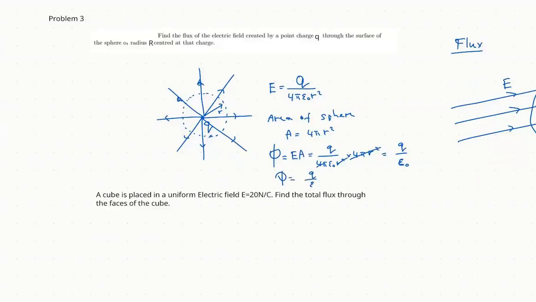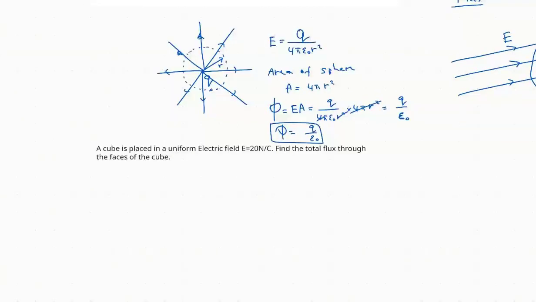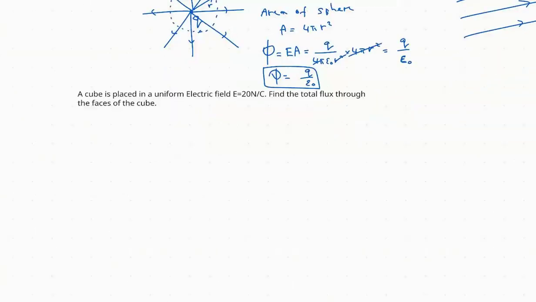Okay. Now consider this example. A cube is placed in a uniform electric field. Find the total flux through the faces of the cube. Well, it didn't specify. Let's make the cube 1 meter by 1 meter by 1 meter.